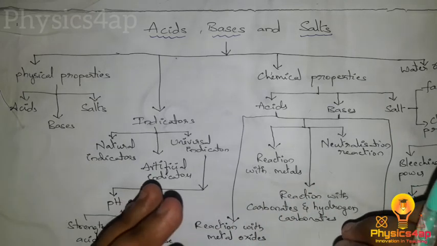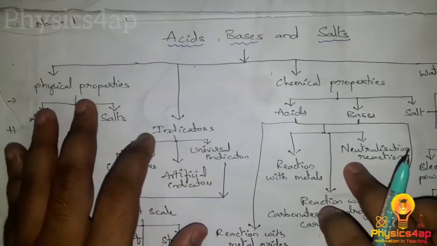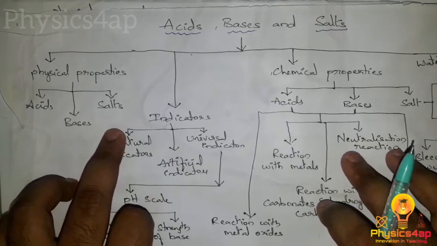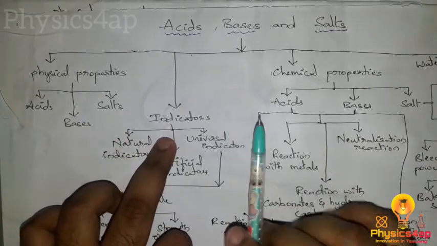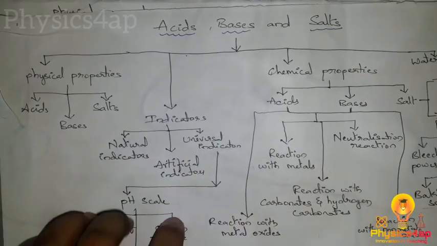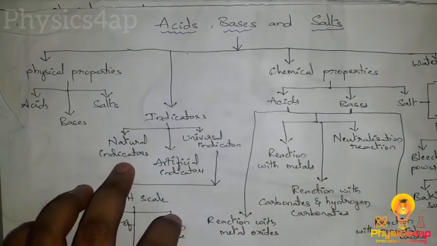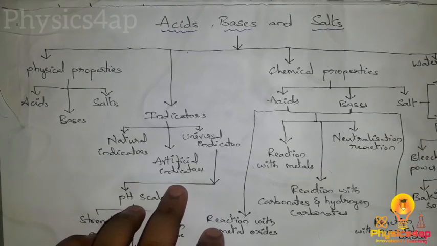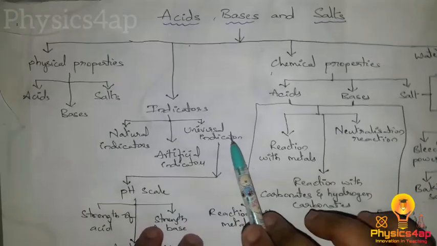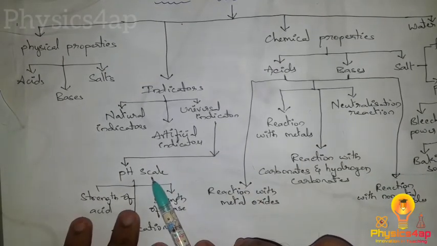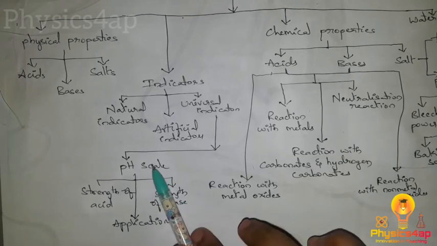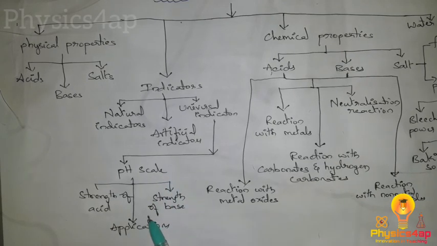In this chapter we'll discuss the physical properties of acids, bases and salts, and next we'll discuss indicators. What are indicators, and what are the types of indicators? In that we'll discuss natural and artificial indicators, and also the universal indicator, which belongs to the pH scale, where we define the strength of the acid and the strength of the base, and also the application of the pH scale.